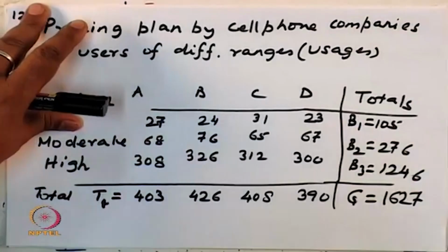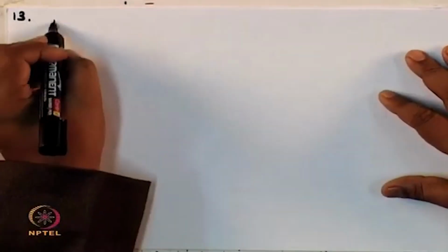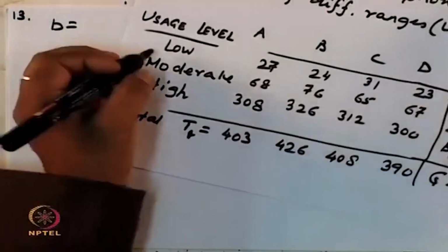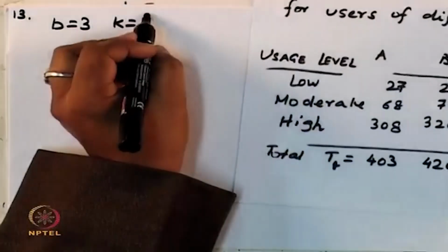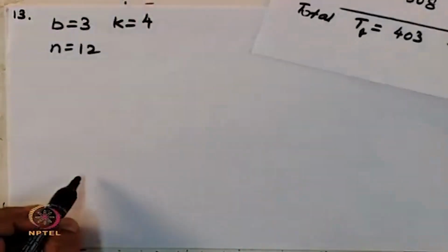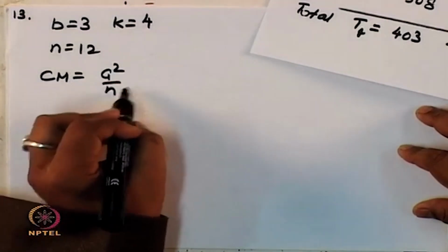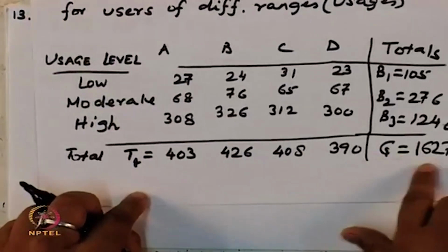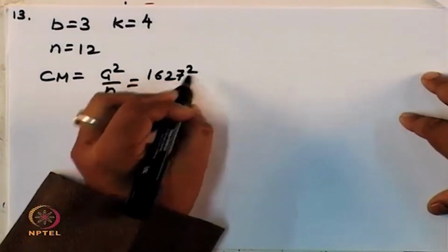Okay. So, for this, B, the number of blocks, is 3, K, your number of companies A, B, C, D, is 4, N is 12. So, you have this total combination of 12 observations. You can calculate the Cm, which is given by G square by N. G is the grand total of all observations, so I can write it down as 1627 square by 12.